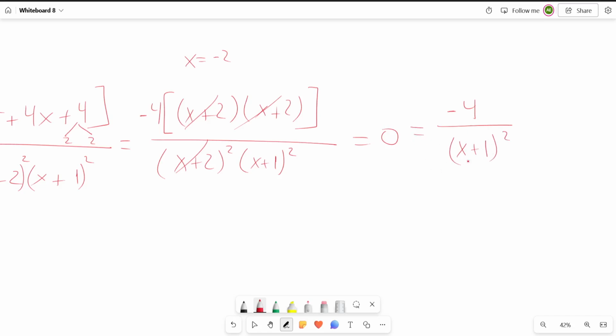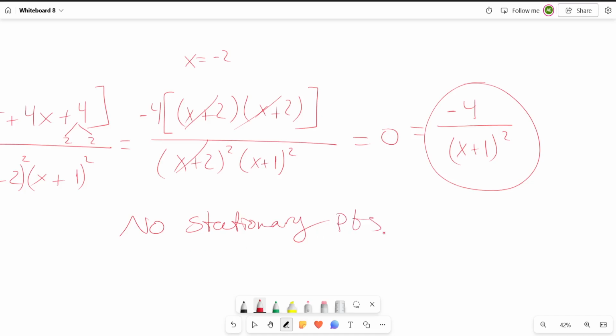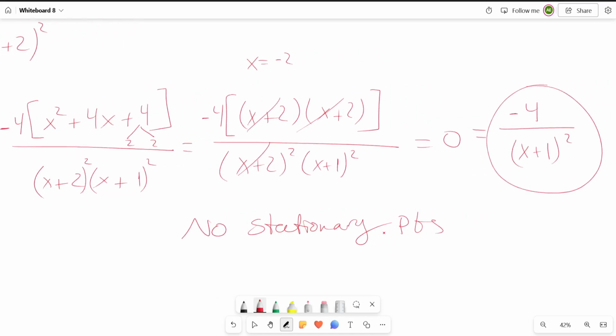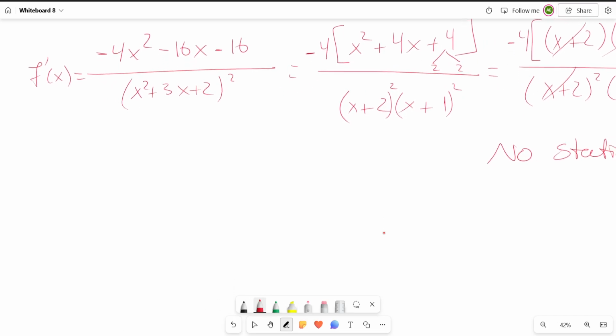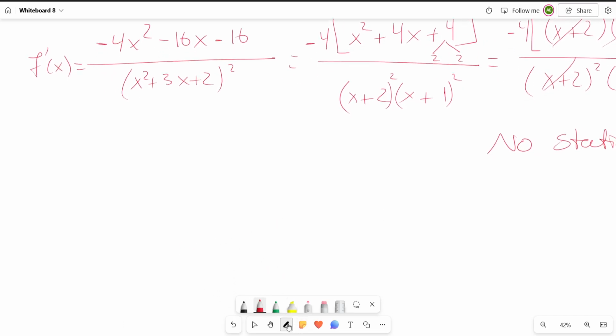Equating that to 0, there is no such value of x that will make this 0. This means that I don't have any values of x that will cause my first derivative to become 0. It means that I don't have any stationary points or turning points. Okay, so what we can do now is use our first derivative for something useful. We can determine the parts where the function is increasing or decreasing.